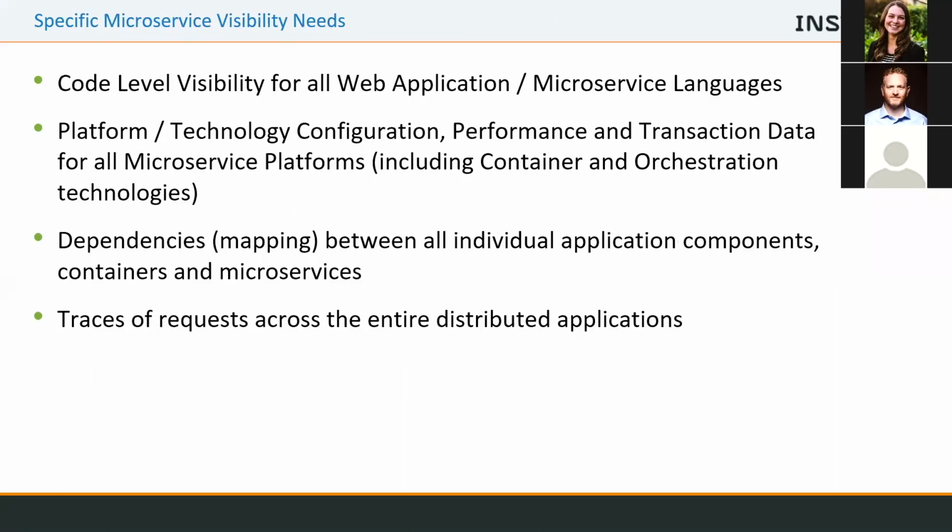So what does that mean from a visibility perspective? So here's the first half of our premise. Monitoring microservices is about visibility. The first is the same as any other APM solution, code level visibility. But it's code level visibility for all the different languages, the polyglot of languages that are out there.